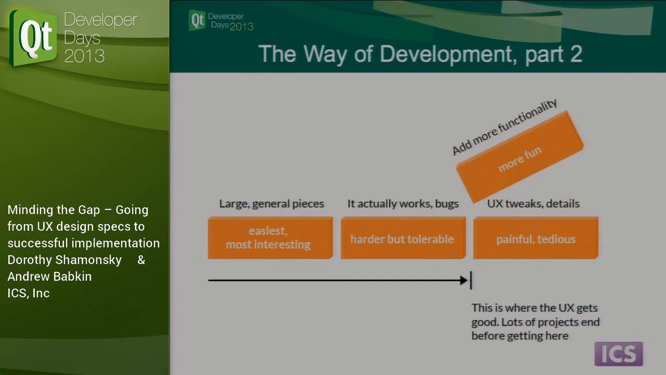That last third is really crucial. If you don't go there, then you're not going to polish your UX. That last third, that's where Apple goes. That's where Google's going now. That's where Microsoft wants to go.